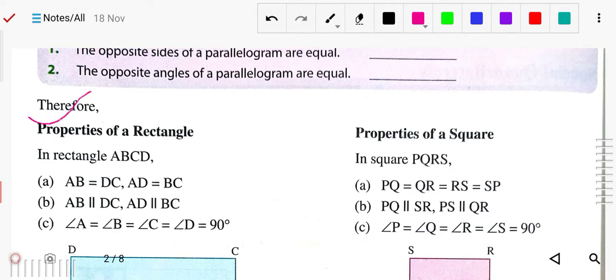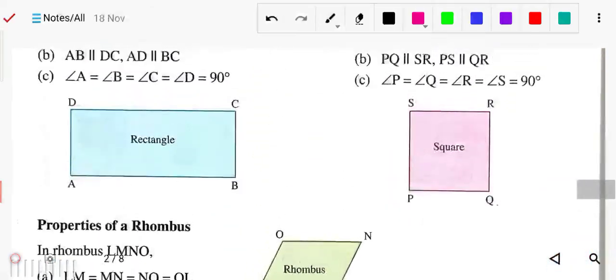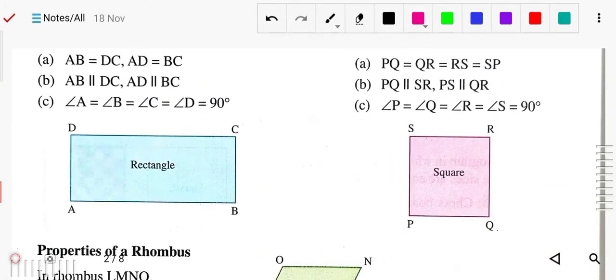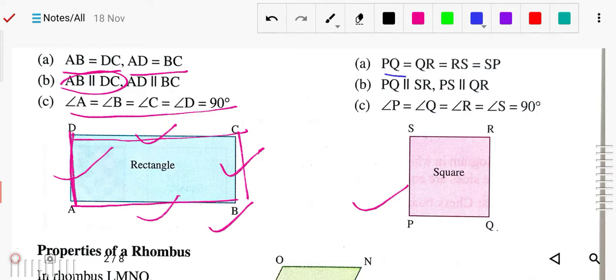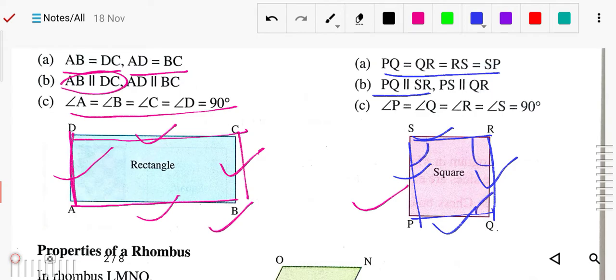Here you can see some properties of the rectangle, like AB equals DC, and AD equals BC. These two lines will be equal and also parallel, and all angles will be 90 degrees. This is about the rectangle. About the square, all four sides are equal, and these two will be parallel and these two will also be parallel, and all these angles will be 90 degrees.